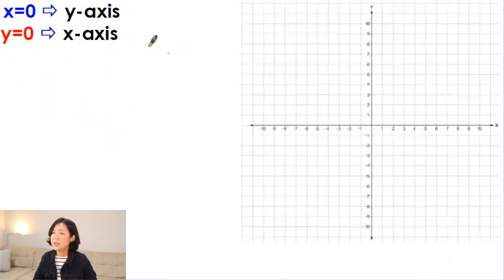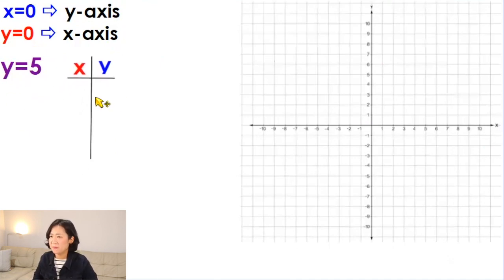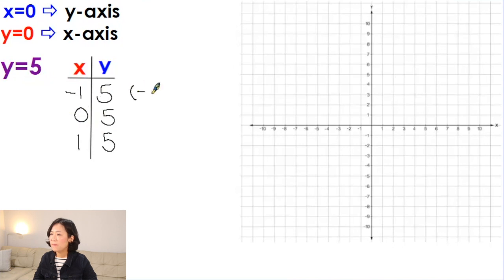We've got another straight line that is y equals 5. Still, we only have a y. That means whatever x you have, your y is always 5. Let's put, so your x is 0, y is 5. Your x is 1, y is 5. Your x is minus 1, your y is still 5. Then we've got minus 1, 5 and 0, 5 and 1, 5.